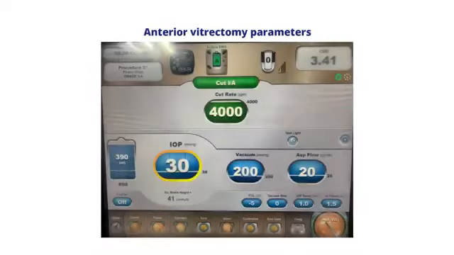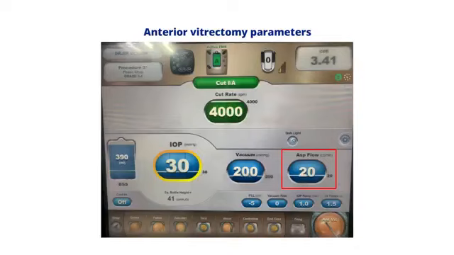As far as now we are going to come over to certain settings where anterior vitrectomy is going to be done, and for this I would like to emphasize that you use the maximum cut rate possible. Nowadays I am routinely using a Centurion machine, and with the software upgrade what's possible with the machine is up to 5000 cuts per second, and you use a very modest IOP of 30 millimeters and vacuum at 200 and aspiration flow rate of 20.